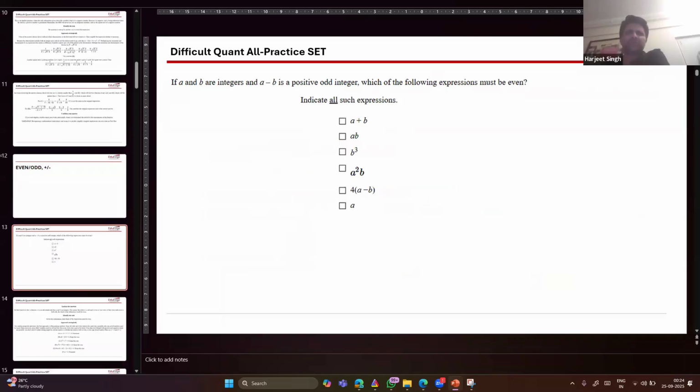Couple of even odd questions. So a and b are integers and a minus b is an odd integer. Which of the following expressions must be even? So can you try it out?